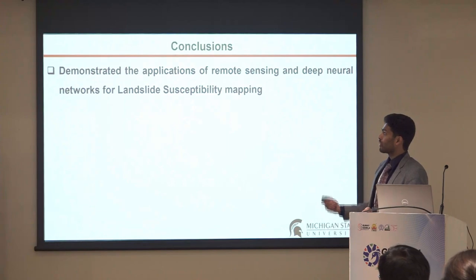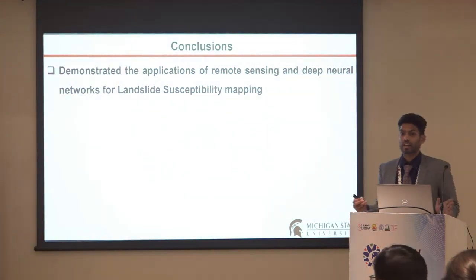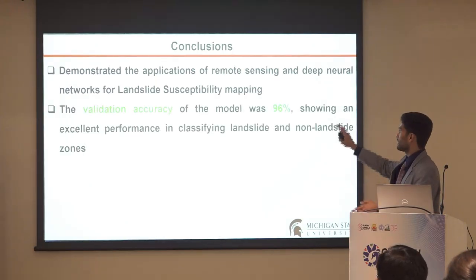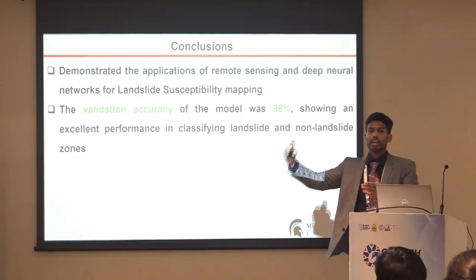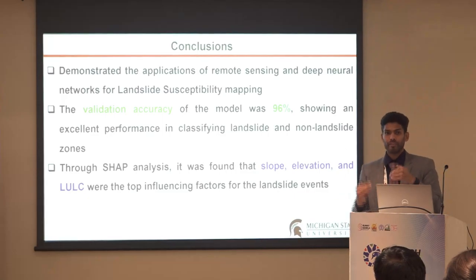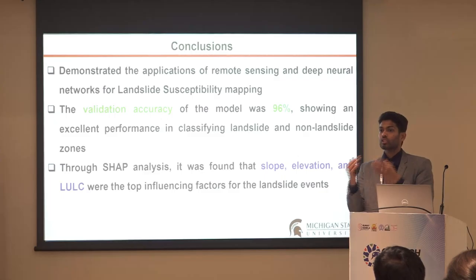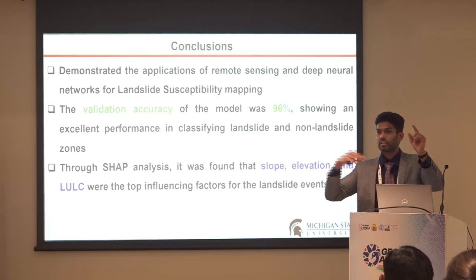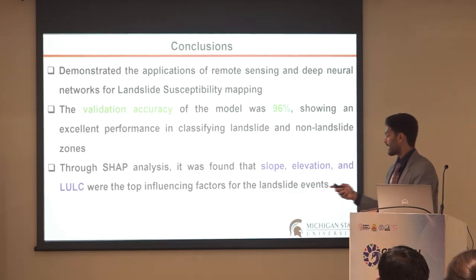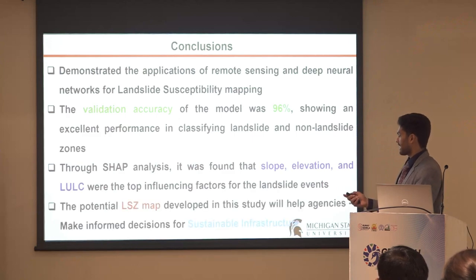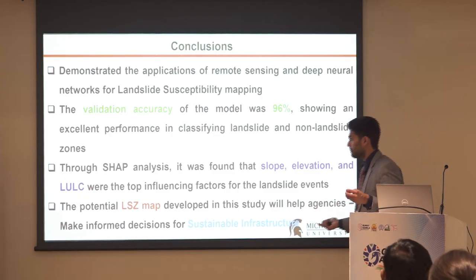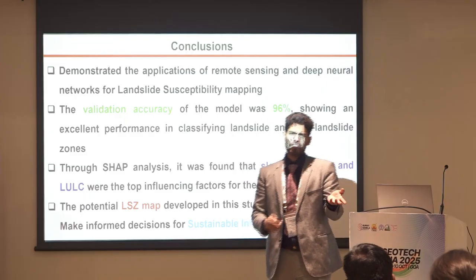So with that, I would like to conclude. We demonstrated the applications of remote sensing and deep neural networks for landslide susceptibility mapping. And then again, the validation accuracy is great, but what I want to emphasize is to do independent validation using field data. And then use an explainable AI where, okay, you are getting this result, why? So that we know if slope is the one that is causing higher failures, maybe we might need to do something about it, or water table, or rainfall, something else. So we understand the causative factors and their influence so that we can get a potential landslide susceptibility map so that we can help agencies make informed decisions for sustainable infrastructure.